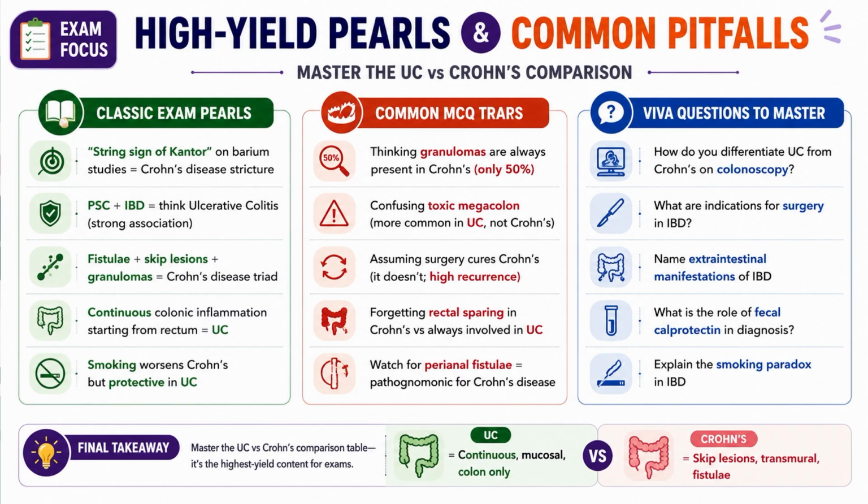What is the role of fecal calprotectin in diagnosis? It helps to detect intestinal inflammation and differentiate IBD from IBS. Explain the smoking paradox in IBD. As we know, it worsens Crohn's, but in ulcerative colitis, the patients feel better. So that was inflammatory bowel disease simplified completely.